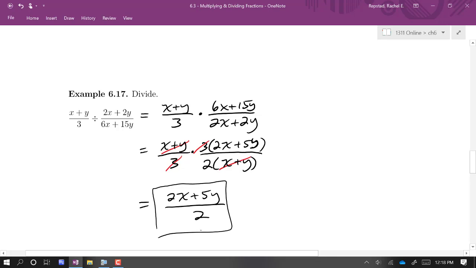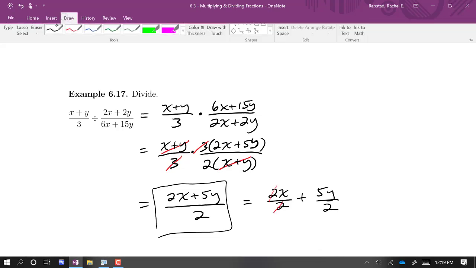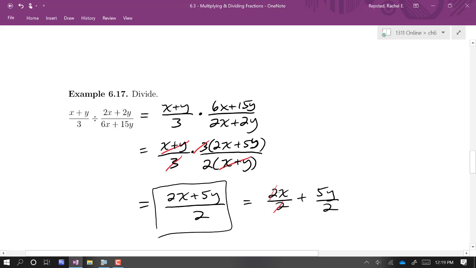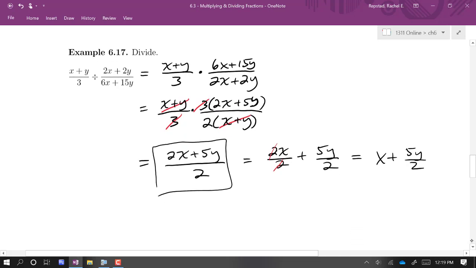If you want to go further, in this case, you could. I've got this fraction, there's only a single term in the denominator, so I could split up this fraction and write it as 2x over 2 plus 5y over 2. And now, just in that first fraction, we can cancel those 2's if we like, because we're not canceling over addition. That is a common factor of 2 now. And we get x plus 5y over 2. And really, either of these is fine. I usually will just leave things as a single fraction, but either form is okay.